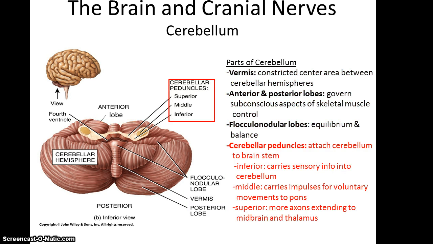Then there are the cerebellar peduncles. This is the part of the cerebellum that attaches to the brainstem. The inferior cerebellar peduncle carries sensory information into the cerebellum. The middle peduncle carries impulses for voluntary movements to the pons, and the superior cerebellar peduncle has axons that extend into the midbrain and to the thalamus, sending out and receiving information.